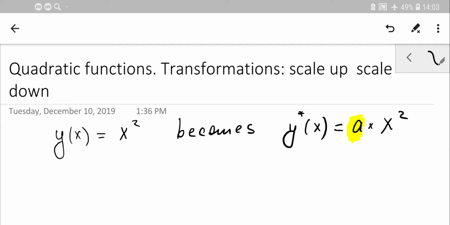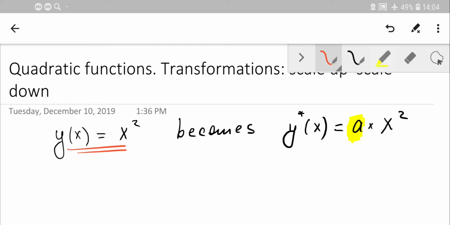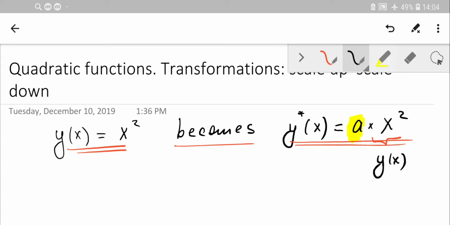In terms of quadratic functions, this means that if you have the standard basic quadratic function y(x) = x squared, you need to find out how it can become y star, a new function made of the previous one multiplied by a. So you have a times x squared, where x squared is simply your previous standard function y(x). So we have the following transformation: a times y(x), where y(x) is the basic parabola x squared.